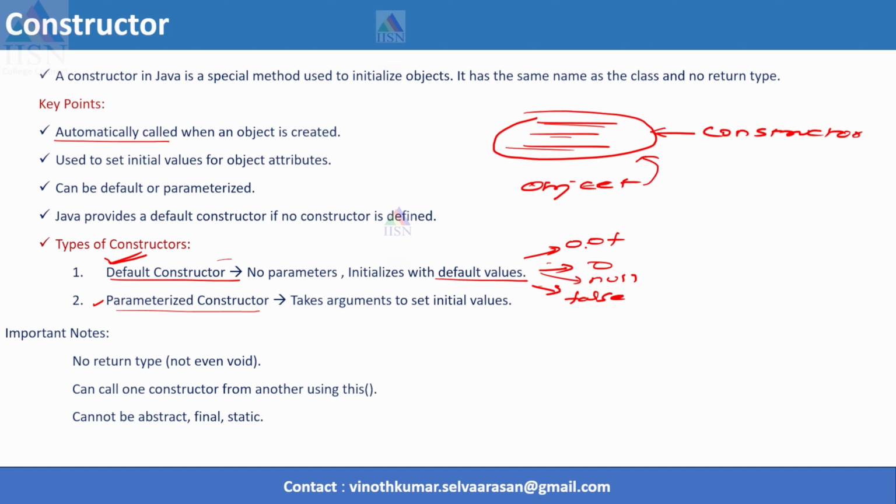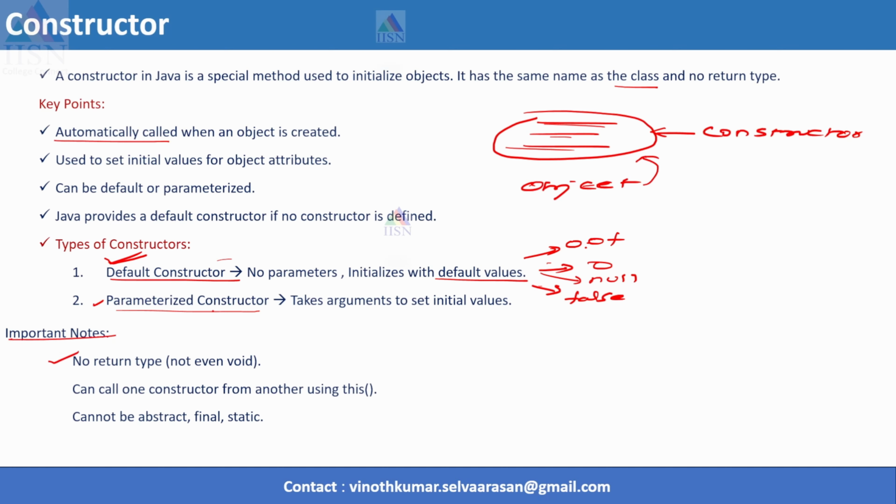Another type is the parameterized constructor. You can create a constructor with the same name as the class name. Here you give the parameterized constructor, and in this parameterized constructor, you can pass some values to the variables.